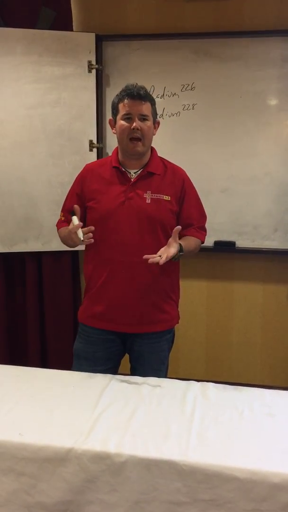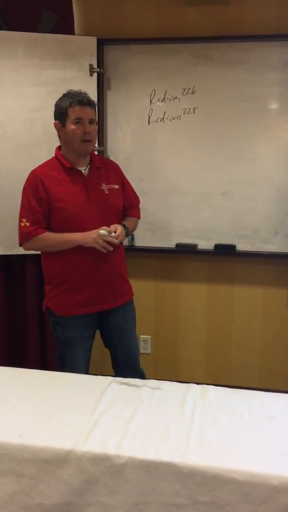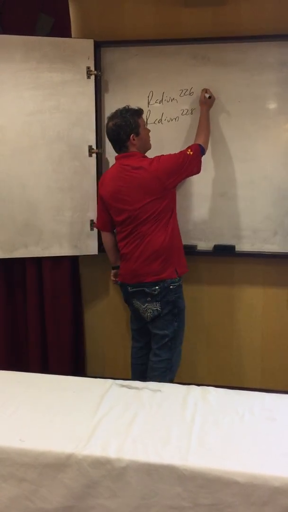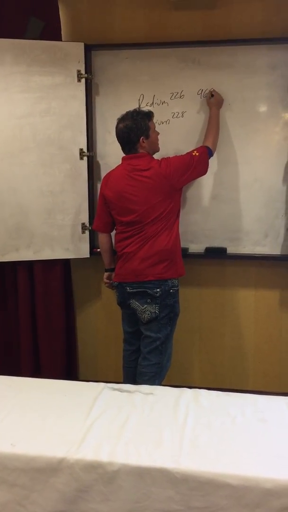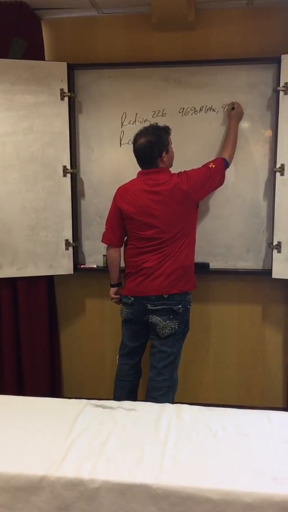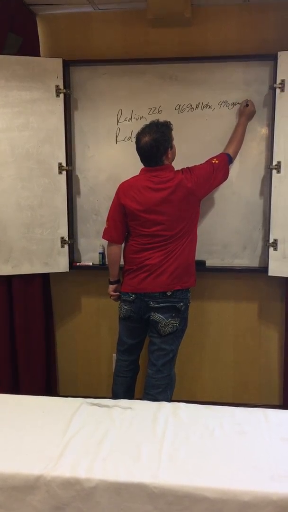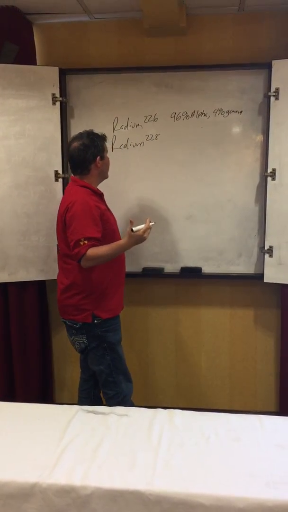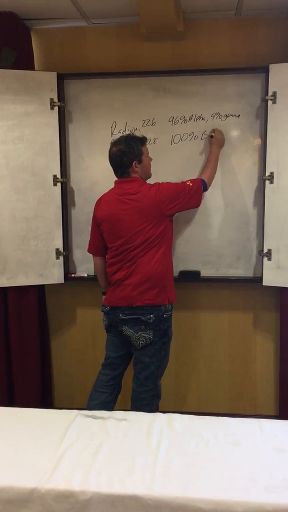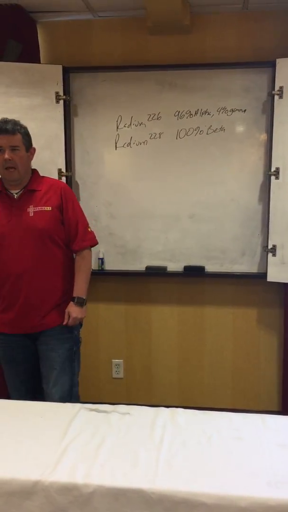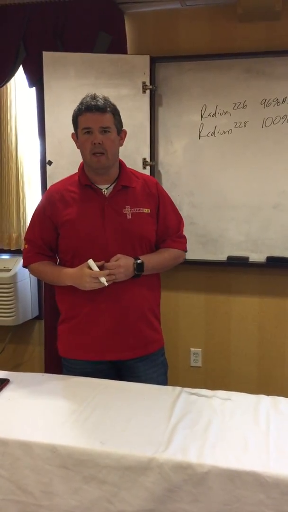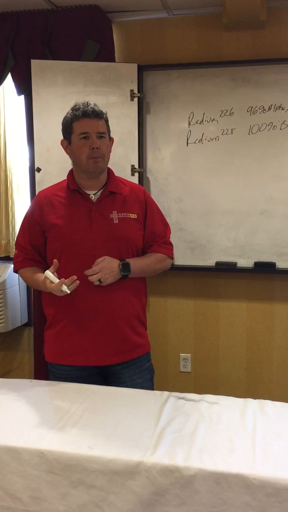The reason we have to have the 2 primaries on the gamma spec is for the types of radiation they contain. For instance, radium-226 is 96% alpha and 4% gamma. And then radium-228 is 100% beta. So they're very high in concentrations in alpha, beta, and gamma. That's why we go with the primaries.